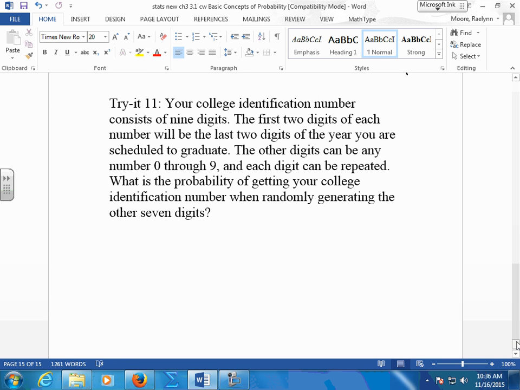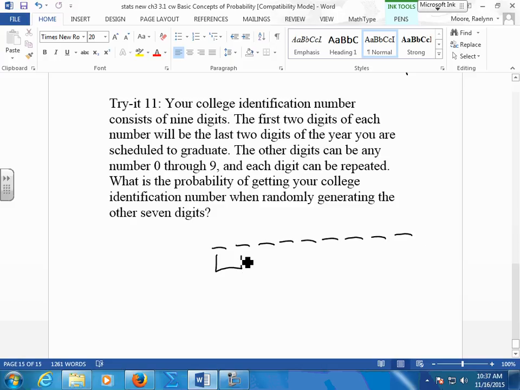Your college identification number now consists of 9 digits. So will we get more possibilities than we did with 8? Yes. Now, the first 2 digits of each number will be the last 2 digits of the year you are scheduled to graduate. The other digits can be any number 0 through 9. This has to be the year you graduate.